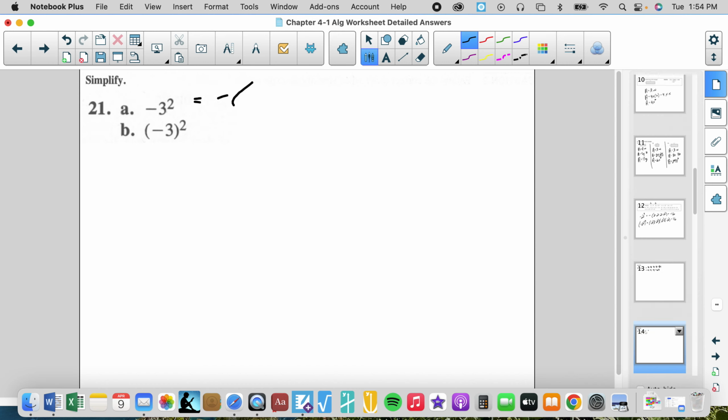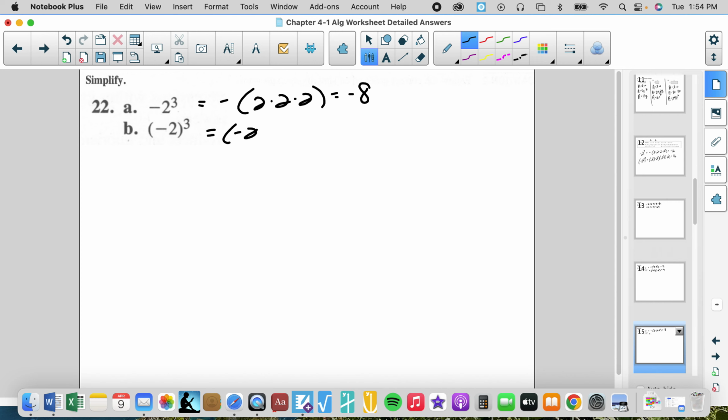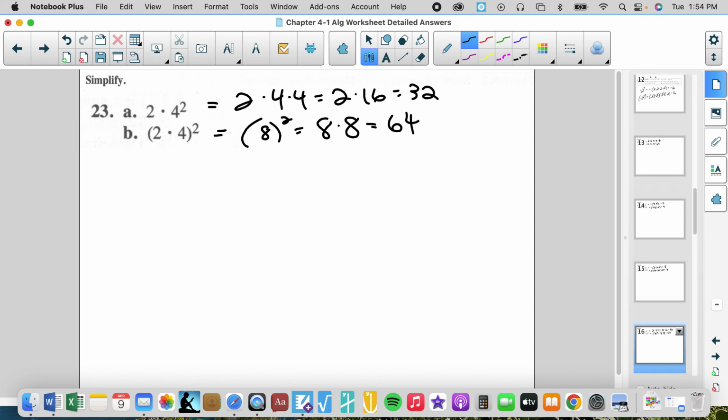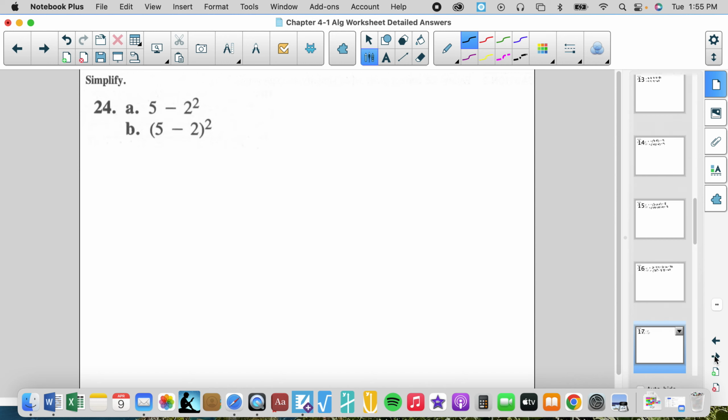This is the opposite of 2 times 2 times 2, which is negative 8. And this is negative 2 times negative 2 times negative 2, which is negative 8. We have 2 times 4 times 4, which is 2 times 16, which is 32. And this is 8 to the second, which is 8 times 8, which is 64. So orders of operations, we're going to square the 4, and then we're going to multiply.